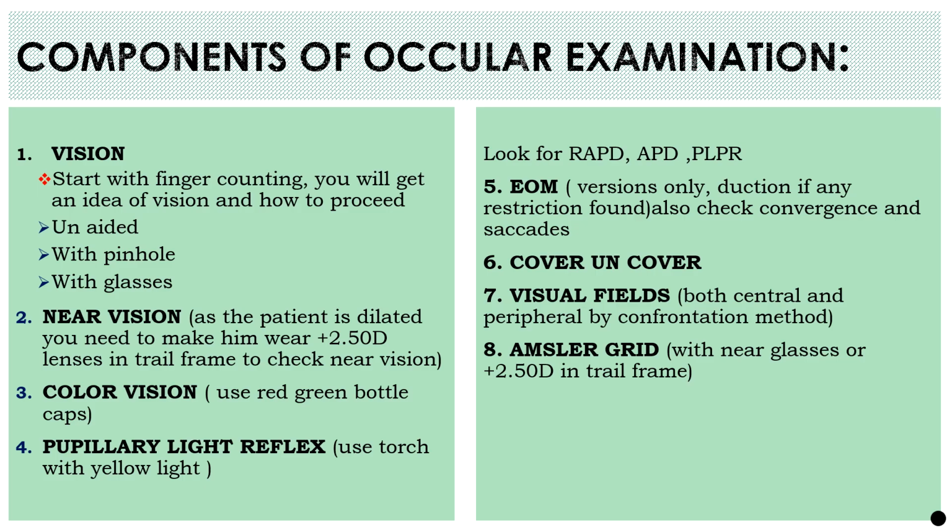For color vision, just use green or red bottle caps. No need of Ishihara chart. Pupillary light reflex, use torch with yellow light. Look for RAPD, APD, projection of light and perception of light.